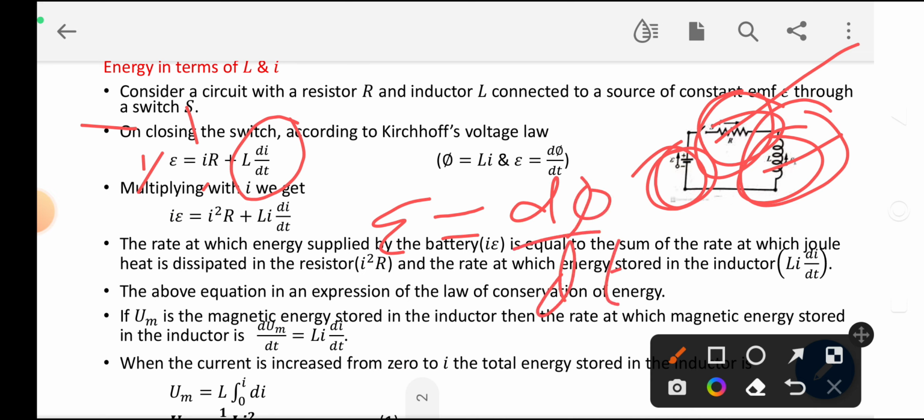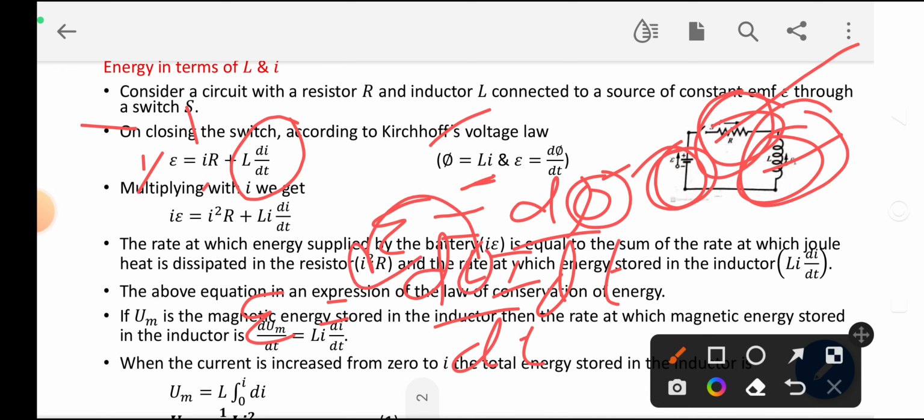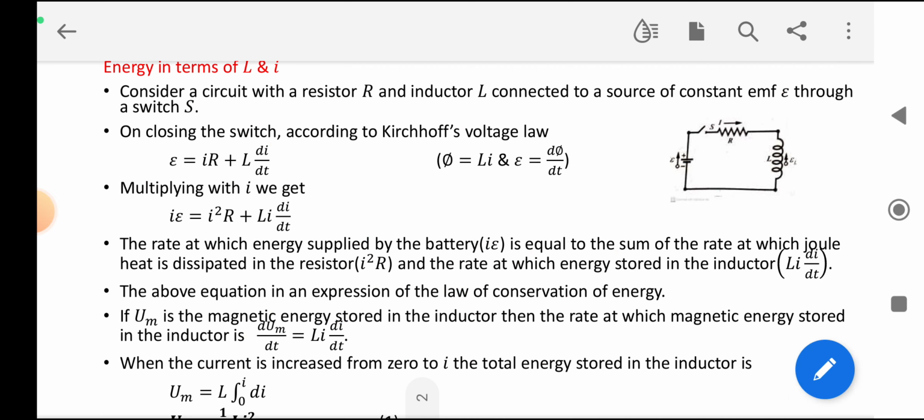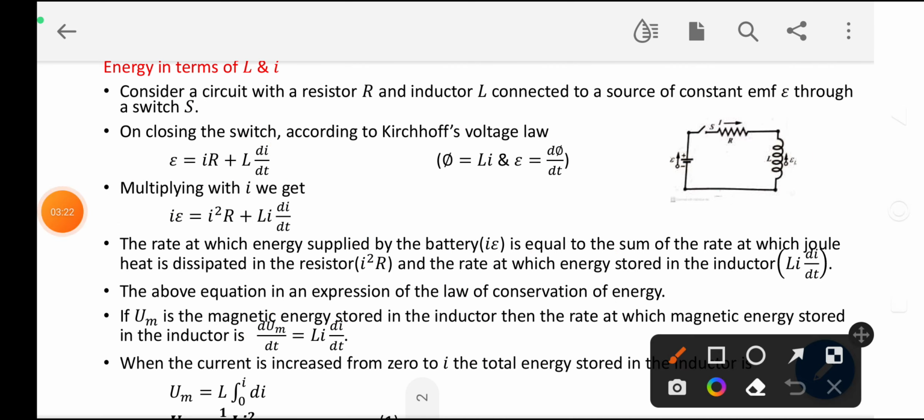Phi is equal to Li. If you substitute phi, epsilon is equal to d of Li by dt. L is constant, so take it outside, and we can write epsilon equals L into di by dt. We get this because voltage epsilon is d phi by dt, and substituting the phi value gives this result.